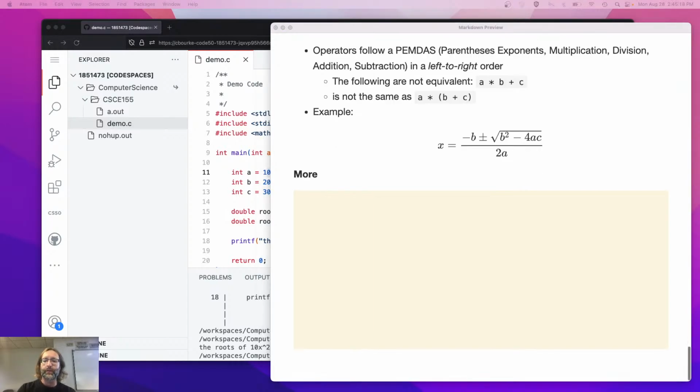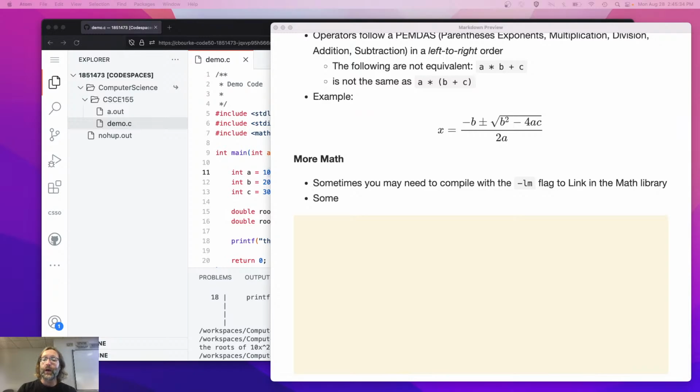More math. Just as a reminder, sometimes you may need to compile with the -lm flag to link in the math library. Some math expressions are invalid. For example, if I go to LaTeX mode here, square root of -1 is not a number, or NaN.